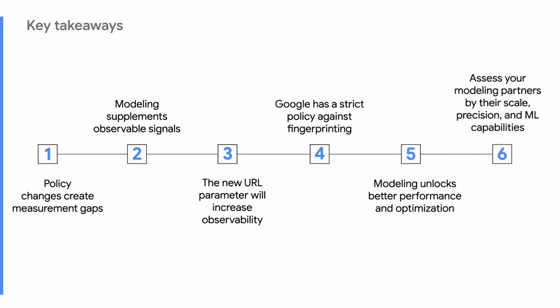Scale, precision, and machine learning expertise are the top priorities that you should consider when working with modeling providers. That wraps up what we wanted to share with you today. As a reminder, we recommend the following steps to enable the most accurate campaign reporting and optimization.